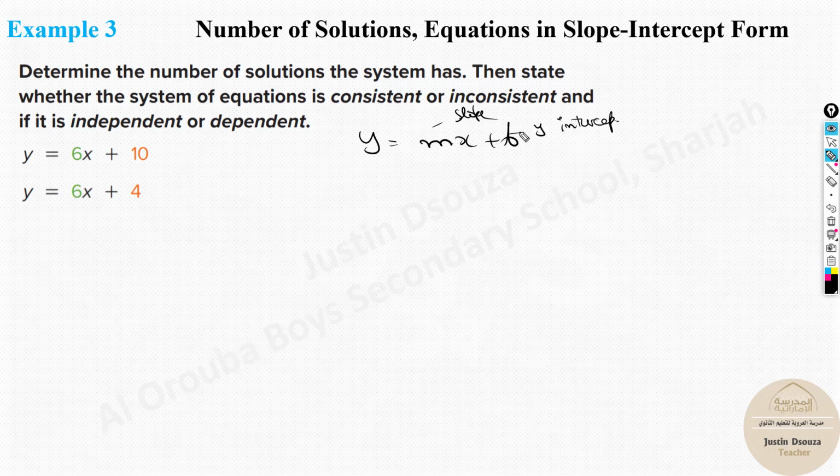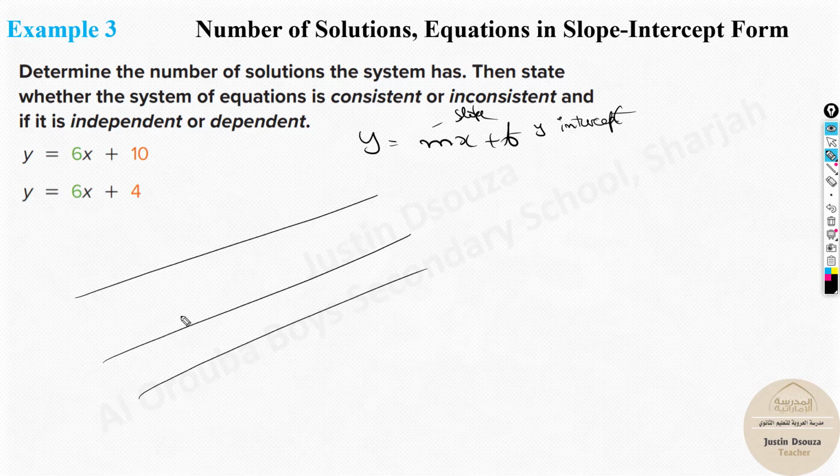Now here you can see these slopes are the same. That means it doesn't matter what, it will be parallel. Now it can even overlap, isn't it? It can be infinite solutions. That means it's dependent. But let's see the intercepts.